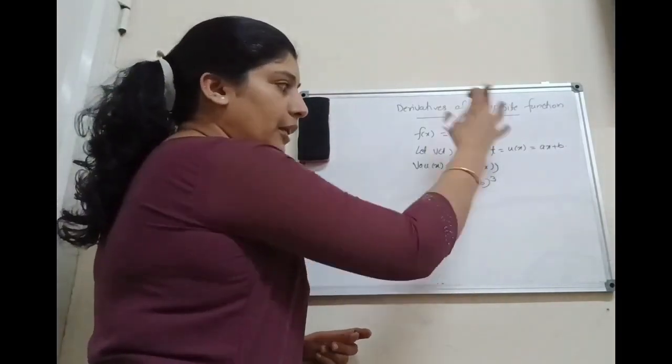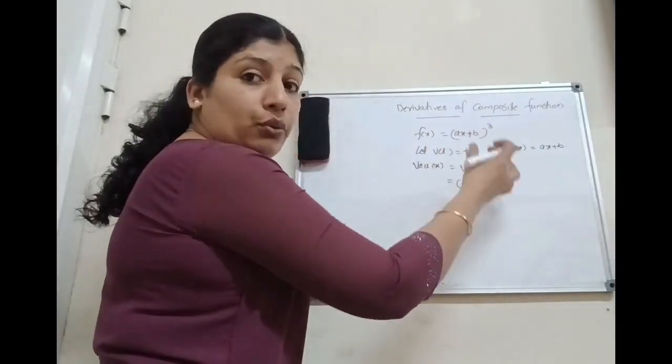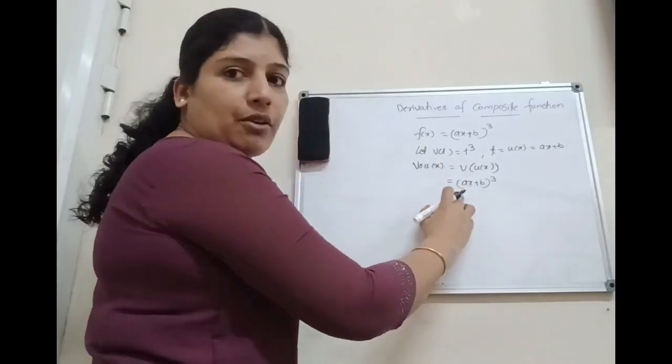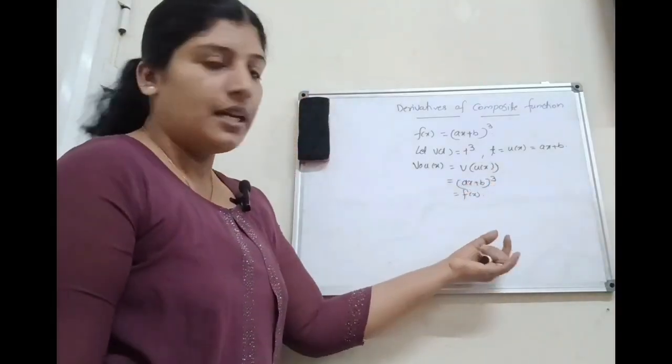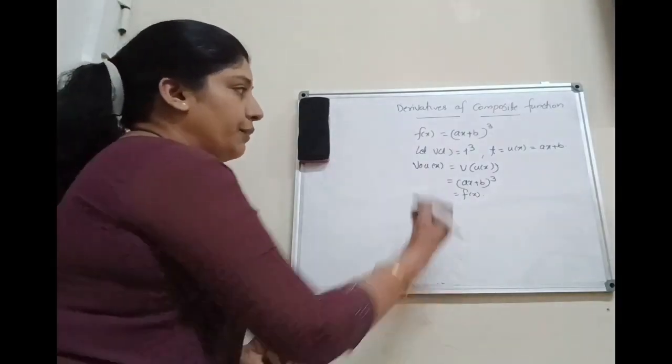Here v of t is t cube. Then the function v composition u of x is v of u of x, where u of x is ax plus b. Therefore, v composition u of x equals (ax plus b) whole cube, which is equal to f of x. That is, f of x can be expressed as the composition of two functions. Next, we can find the derivative of the function f of x.